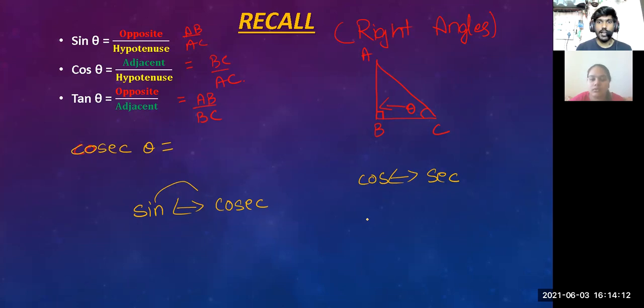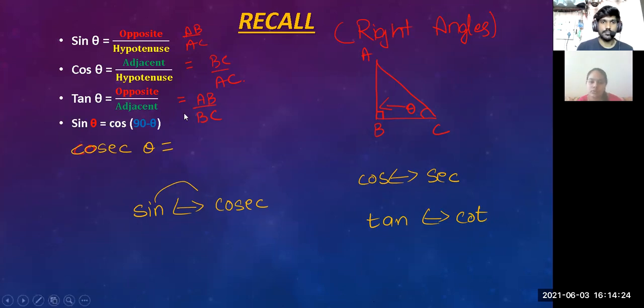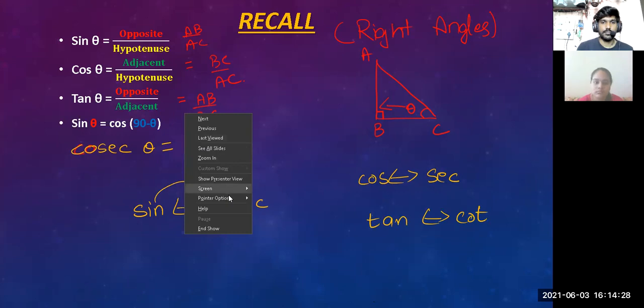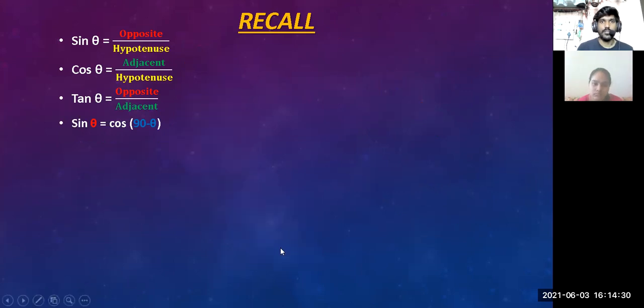And lastly, we have tan and cot. These are reciprocals of each other. So the exact formula: sine theta, we can write it like this. Sine theta is equal to 1 upon cosec theta.